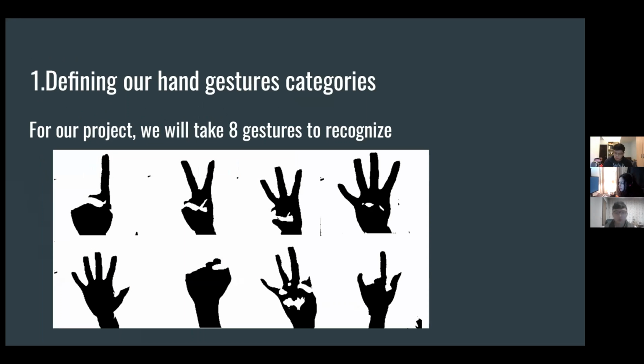For our project, we decided to take 8 gestures to recognize, and the 8 types of gesture are shown below: 1, 2, 3, 4, 5, and the fist, and OK, and the yo hand like this.